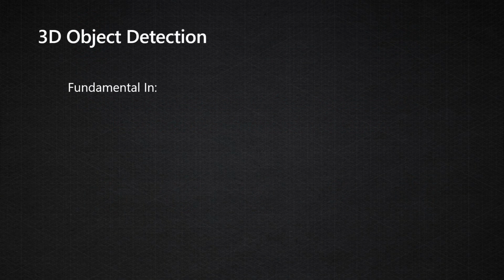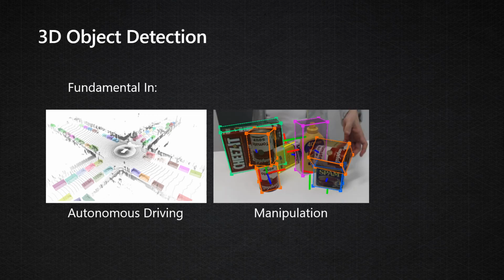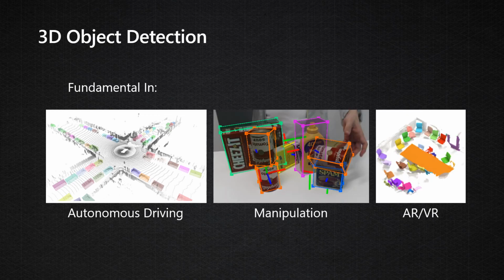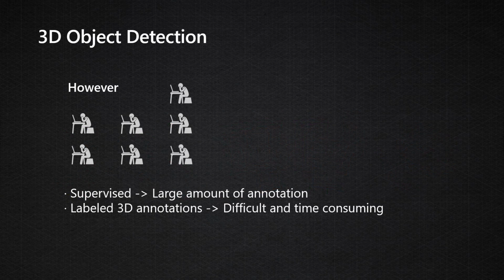In this work, we focus on 3D object detection, which is an essential and fundamental problem in autonomous driving, object manipulation, and augmented reality. In recent years, many approaches have emerged and achieved high performance on various benchmark datasets. Despite the impressive performance, most of the existing approaches are strongly supervised and require the availability of a large amount of well-annotated data. Labeled 3D annotations are always time-consuming and expensive to collect.